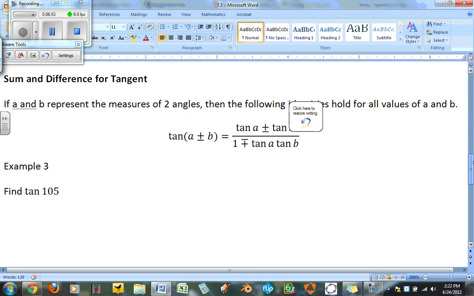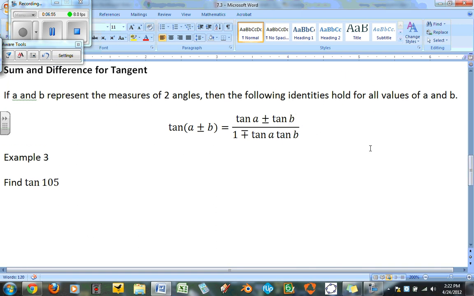Sum and difference for tangent has a separate formula. I cannot give you an easy way to remember this for the life of me. I haven't been able to come up with one. If you come up with one, let me know. I'm pretty sure it's on your cheat sheet.